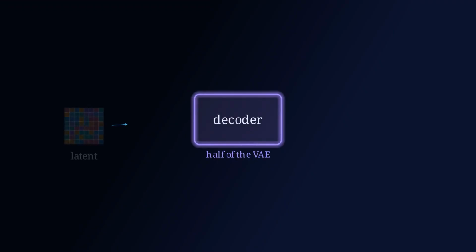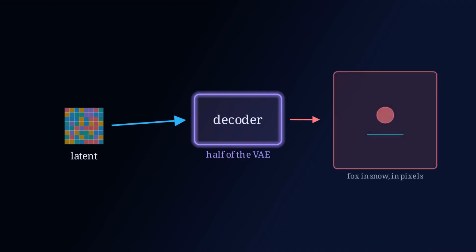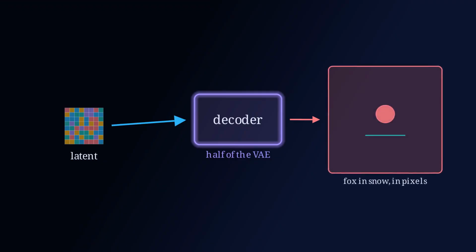Fifth and final stop, the decoder. This is one half of a component called the variational autoencoder, or VAE. Its whole job is translation between the two worlds we've been discussing, the compact latent world and the full pixel world. We've been living in latent space. The decoder brings us home to pixels.